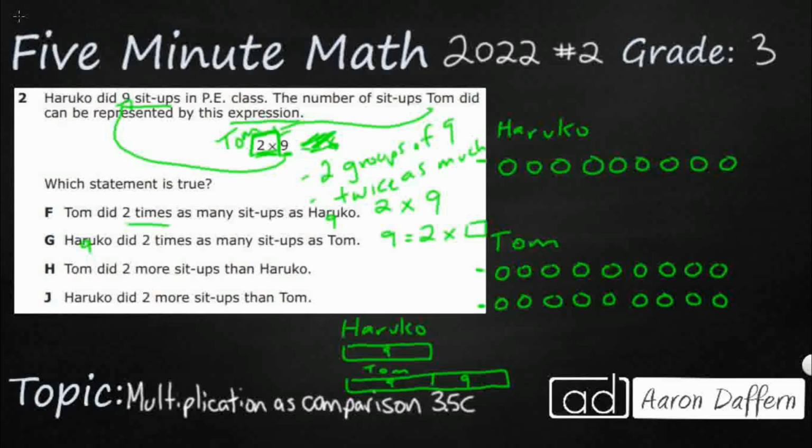So Tom did 2 more sit-ups than Haruko. That would be 2 plus, 2 more, instead of 2 times. And then Haruko did 2 more sit-ups. We could either do that with subtraction, or we could just do 2 plus however many Tom did. We could also do 9 minus 2 if we wanted to, but you notice this 2 more doesn't work with our multiplication because we are looking at 2 times as much for comparison. So H and J are out, and we know that G is a little bit strange, so our answer here is F.